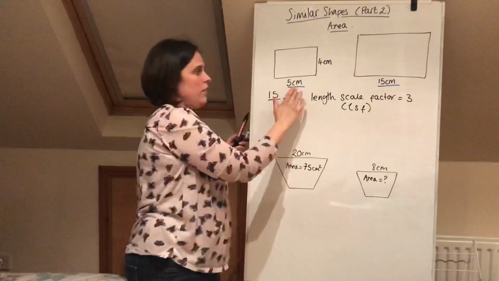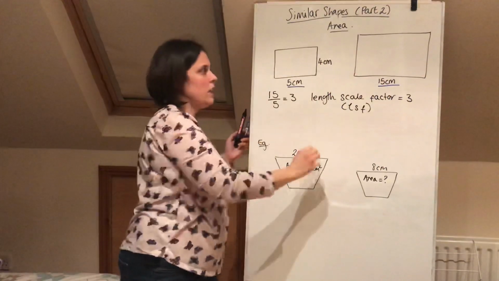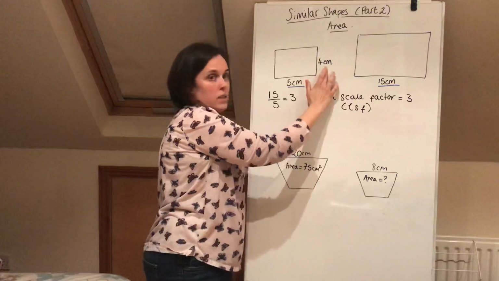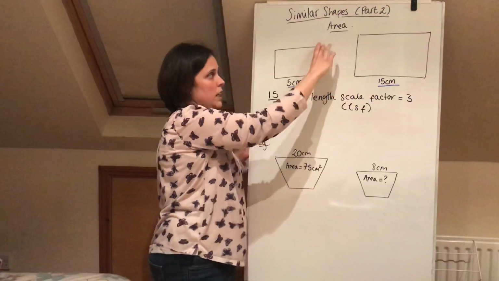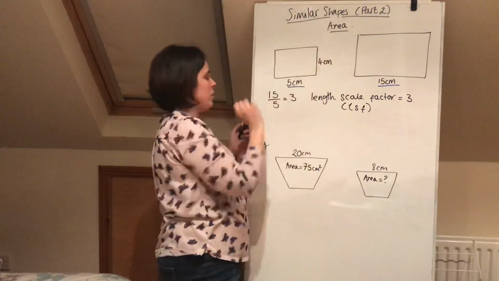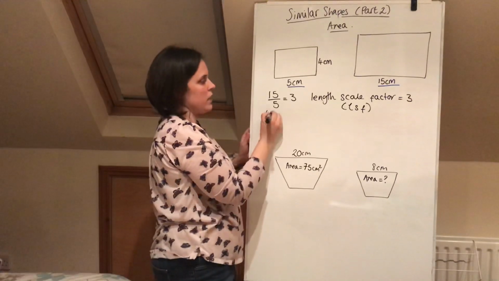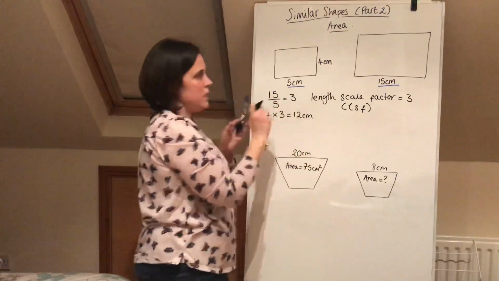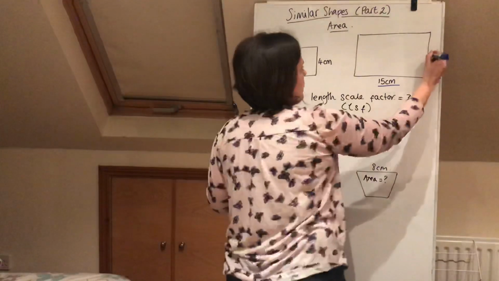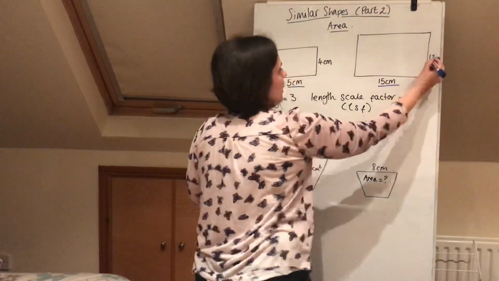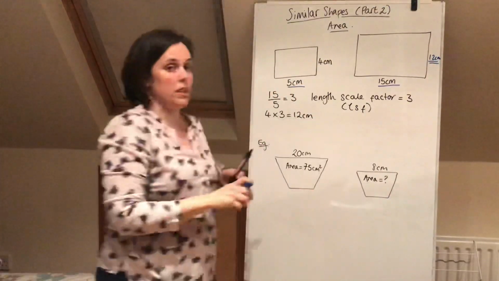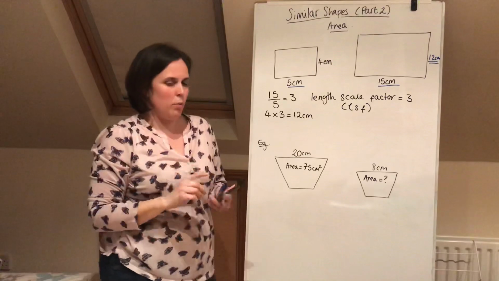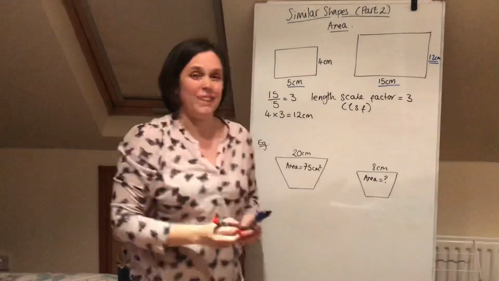So if this is 5 and this is 15, that's using our scale factor of 3. I know that this side, which is the shorter one here, is 4, so all I have to do is 4 times our scale factor of 3, which tells me that that missing side over there is 12 centimetres, so I can fit it in now. So that side is 12 centimetres. So that's our recap.